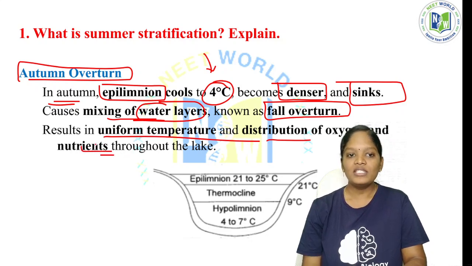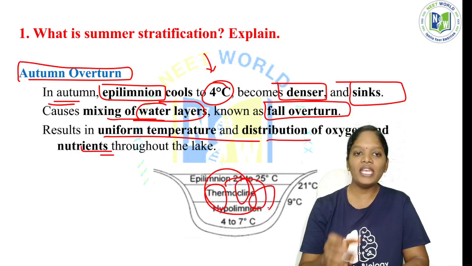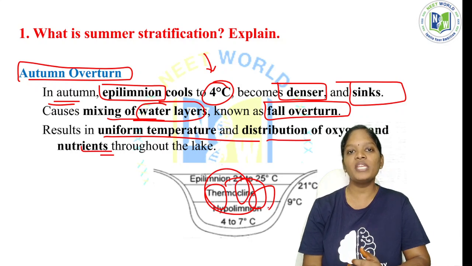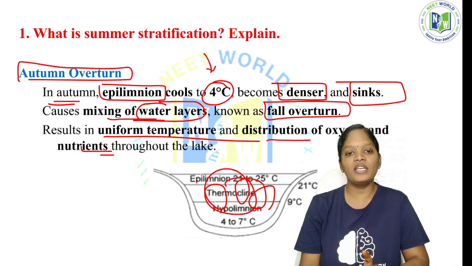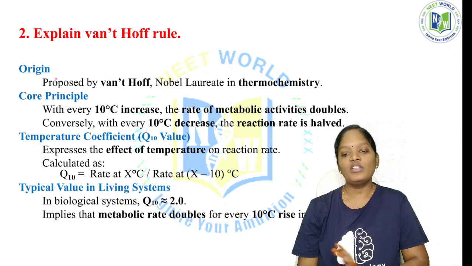So as there will be a mixing of layers throughout the lake in the autumn season, they are experiencing a uniform temperature only because of the mixing of these water layers. Not only a uniform temperature, but also a distribution of oxygen and nutrients throughout the lake. So this autumn overturn is very important. Now that's all about this first question.